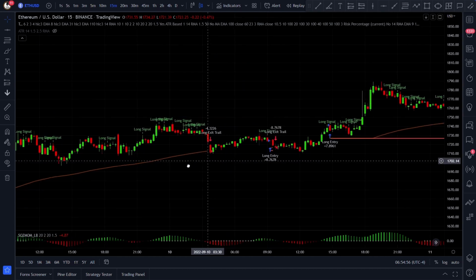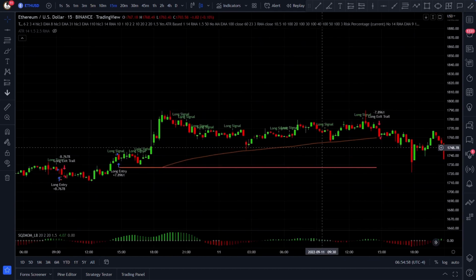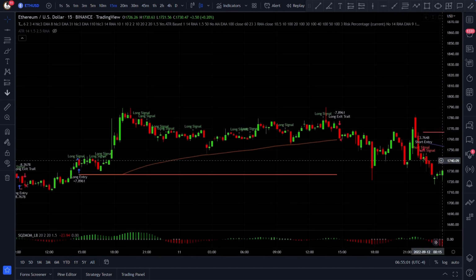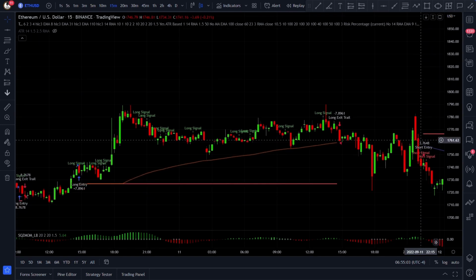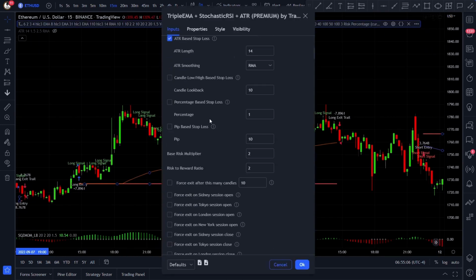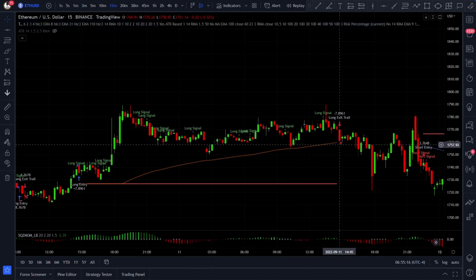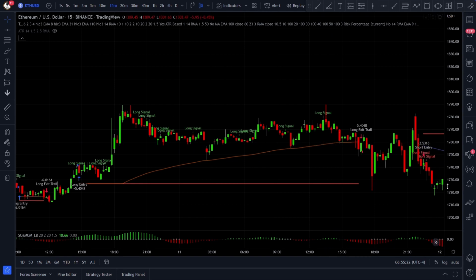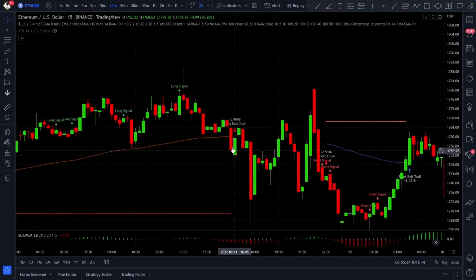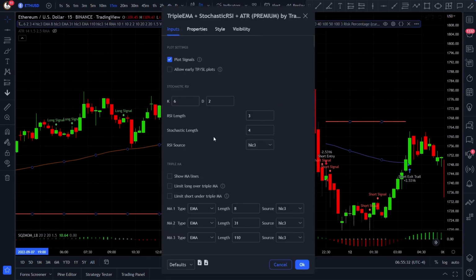But what if we only want to exit the position when the price crosses and closes under the EMA? You can also do that with our scripts. If we go back to the trading stop loss setup and scroll down, on the bottom you can see the only exit if price crosses under or over the trading stop loss. If we tick this box and go back to the chart, you can see that now the script did not exit the position on the candle as it did before, because that candle only touched the EMA but not closed under it. A few candles later, the price crossed and closed below the EMA, so the strategy closed this position. You can use this function with the EMA, ATR, and distance-based trading stop losses.